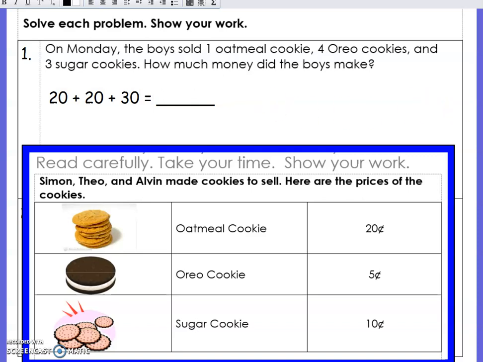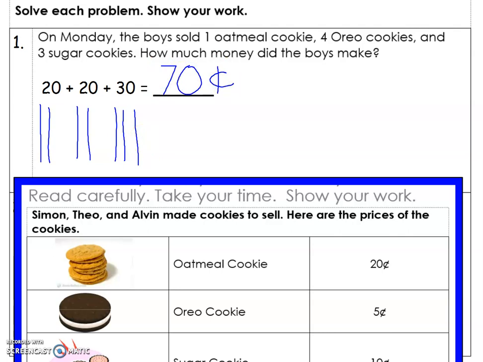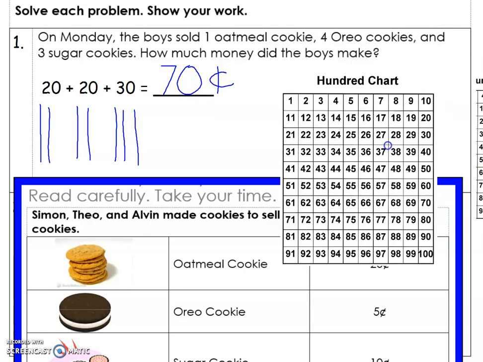Okay, so I'm going to go ahead and start solving that equation. So if you want to use your place value strategy, you can. So you can go and draw your tens. So 10, 20, 10, 20, 10, 20, 30. And then you can count it all together. So 10, 20, 30, 40, 50, 60, 70. So they sold those cookies for 70 cents. If you would like to use your hundreds chart instead, you can pull that up. You know that you had 20 cents and you added another 20, 10, 20, and then you added another 30, 10, 20, 30. So you got 70 cents. So on Monday, the boys made 70 cents.